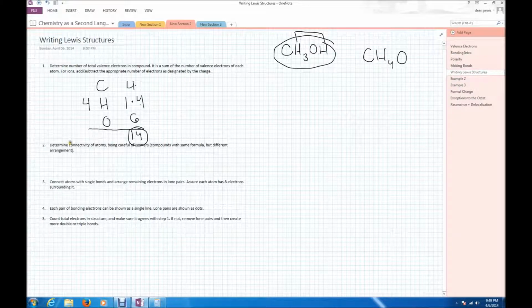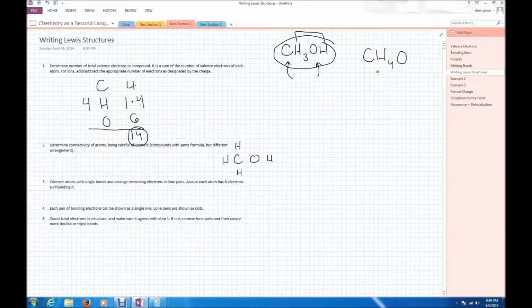Okay, step 2, determine the connectivity of atoms. Be careful of isomers, or compounds with the same formula but different arrangement. Okay, so at this level you probably don't have to worry too much about isomers. We try to avoid those. But looking at this CH3OH, this actually gives us a big hint. Organic chemists write out compounds where it can tell us how the compound looks. So basically 1 carbon at a time. So this is how it's going to be arranged. CH3OH.